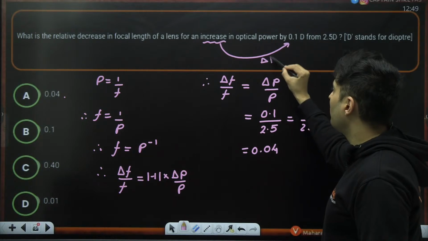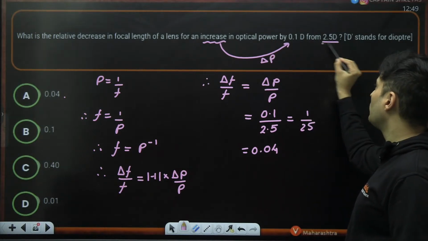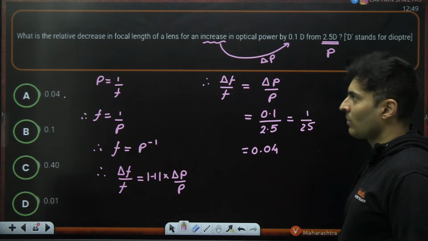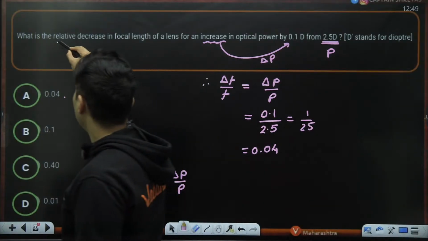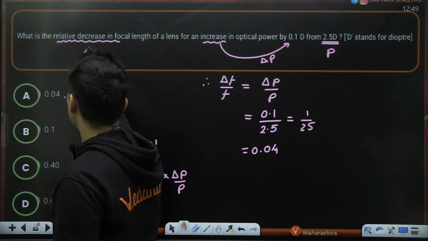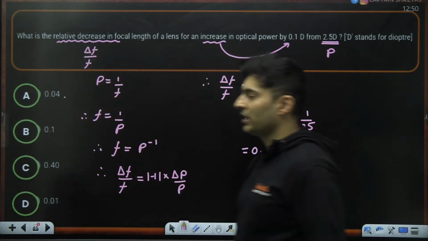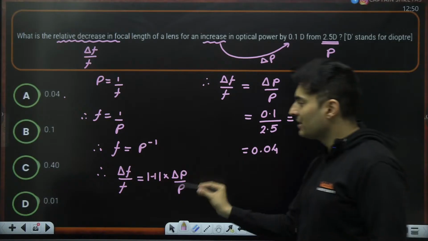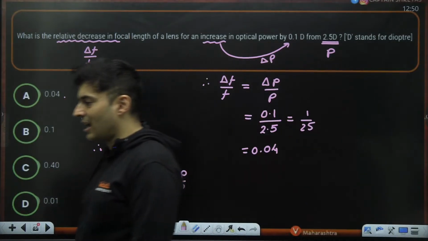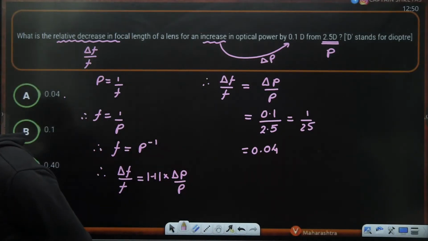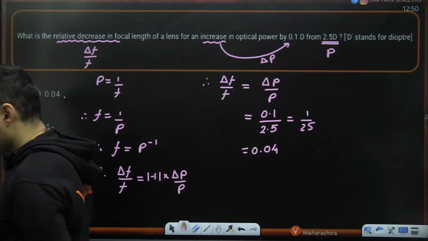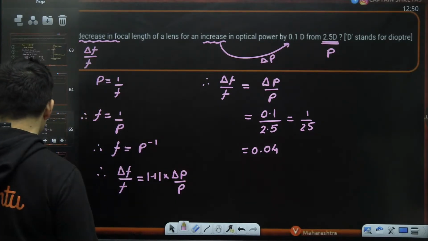So delta P is 0.1. This was your original power. And then they are asked the relative decrease in the focal length, which means the change upon that original. That is what they have asked. Is this clear? So this is technically a question of errors and measurement, relative error analysis. Correct. Very good. Shall we go ahead to the next question on your screen?